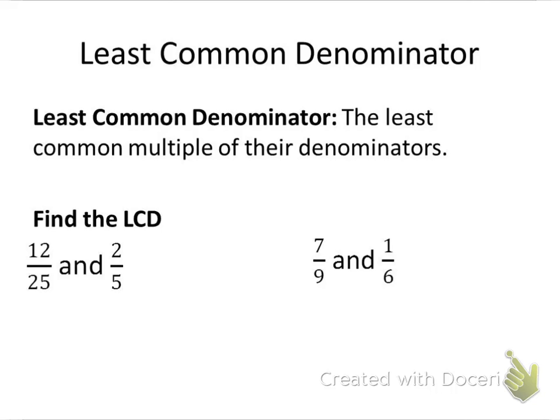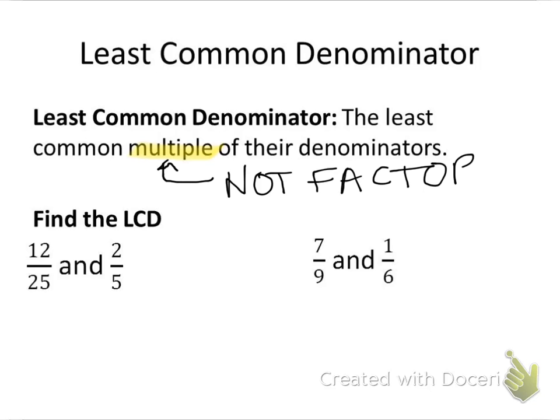Before we can talk about adding and subtracting fractions, we need to talk about finding the least common denominator. The least common denominator is the least common multiple of the denominators of the two fractions. It's really important to know that it's the multiple, not the factor. But remember, earlier in the year we talked about the difference between multiples and factors. Well, multiples are the ones that you multiply out.